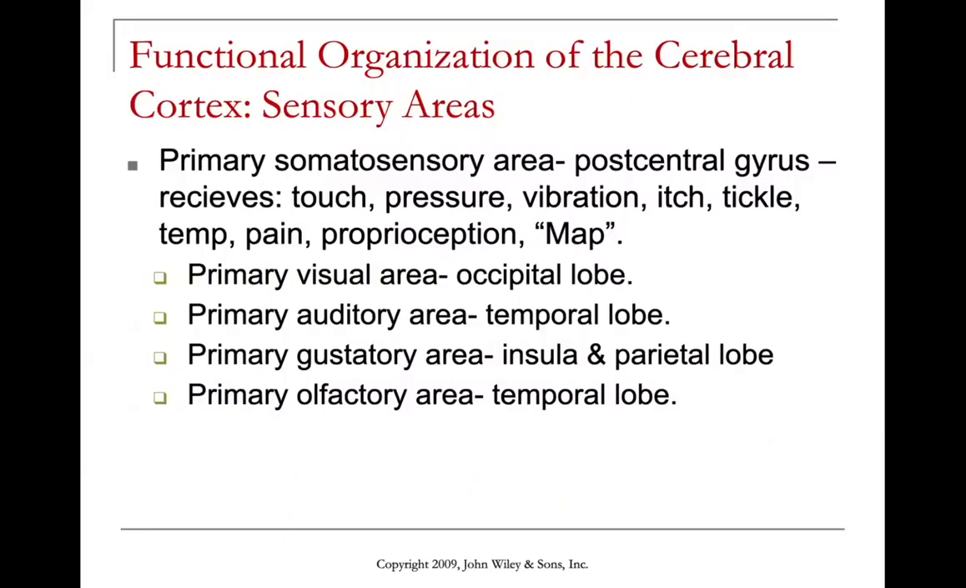So when we look at the sensory areas of the cerebral cortex, you've got the primary somatosensory area. It's in the postcentral gyrus. This is going to receive information on touch, pressure, vibration, itch, tickle, pain, temperature, proprioception. Your primary visual area is in the occipital lobe. Primary auditory area is in the temporal lobe. Primary gustatory area is in the insula and parietal lobe. And the primary olfactory area is in the temporal lobe.